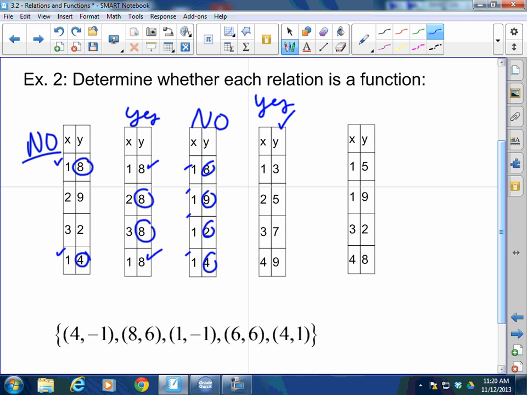Next, 1, 5, 1, 9, 3, 2, 4, 8. Why? You have two different y values for the same x value of 1. So that is a no. That is not a function. Does that make sense, guys?